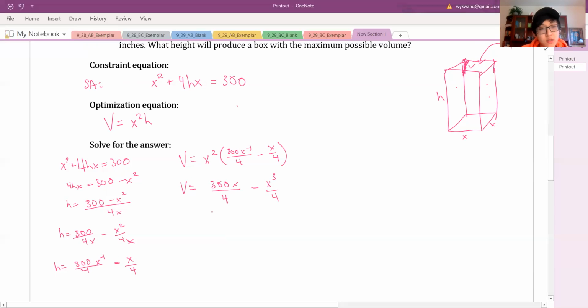Now we're going to want to find the derivative, right? Because we want to maximize this. And we finally have it so that we have only 1 variable. We have just x. So V prime is equal to 300 over 4, right? Because it's just 300 over 4 x, so it's like 75x. The derivative of 75x is just 75. Minus, we're going to do power rule here, so 3x squared over 4, right? We're going to set this equal to 0.